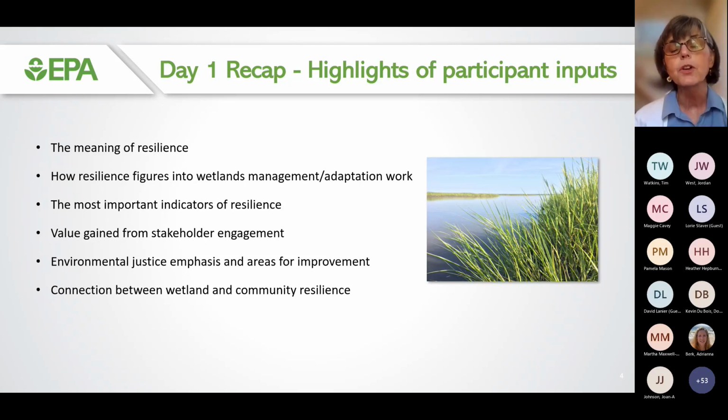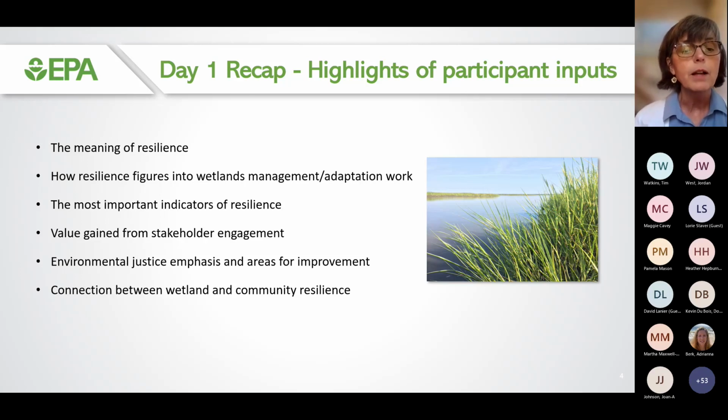So yesterday, during those interactive discussions, it was really interesting to hear from the participants on various topics. We discussed the meaning of resilience, so what resilience meant to the folks participating in the workshop. We got a diversity of answers, and as I said, we'll share all those responses in the workshop proceedings. We talked about how resilience figures into wetlands management and adaptation work. And of course, we're going to continue to cover that topic today during the panelist talks.